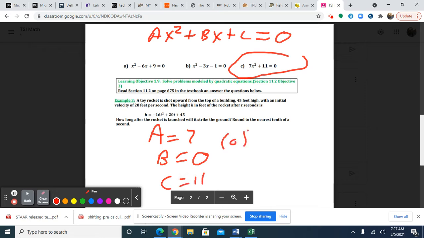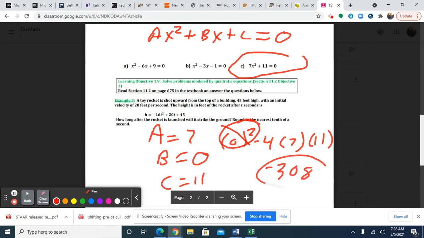So setting this up is 0 squared minus 4 times 7 times 11. So of course 0 squared is 0, so that just kind of goes away. And we're left with -4 times 7 times 11, which is -308. And a negative number tells us that we have no real solutions. So no real solutions. We're going to have 2 imaginary solutions.